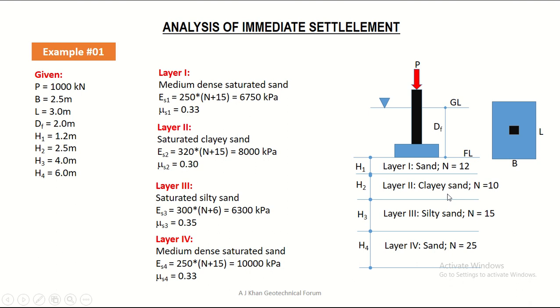And layer 2 is a clayey sand with an SPT value of 10. Layer 3 is a silty sand with an SPT value of 15, and similarly layer 4 is a sand with an SPT value of 25.